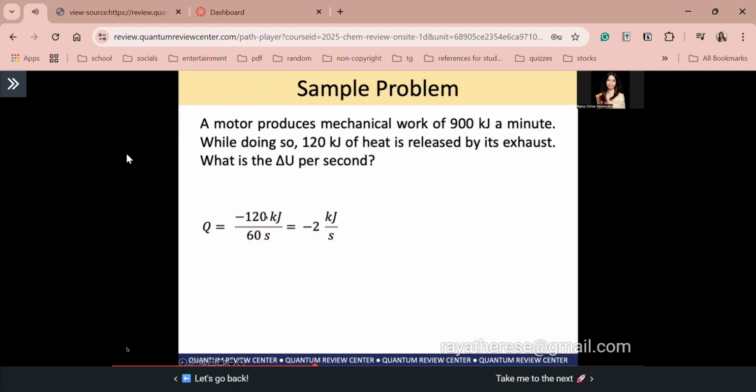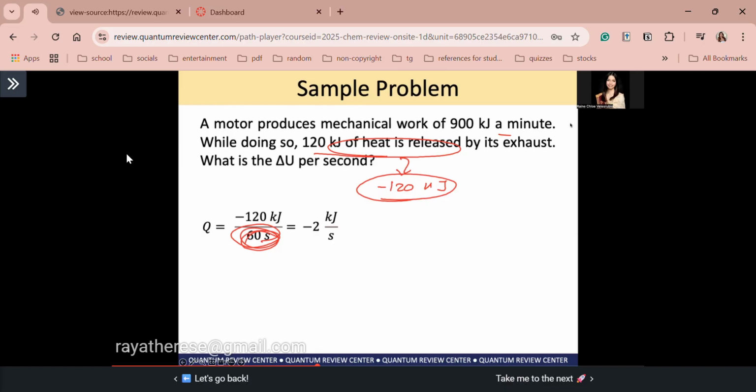So solving for Q, okay, we get 120 kilojoules of heat released. Guys, pag sinabi 120 kilojoules of heat release, ang magnitude yan is 120 kilojoules. Tapos, yung 60 seconds na ito, guys, galing to sa statement na a motor produces mechanical work of 900 kilojoules a minute. Okay? Because yung motor, tama naman, it produces work per minute of 900 kilojoules. That's why may 60 seconds dito. Okay? Solving, we get Q is equal to negative 2 kilojoules per second.